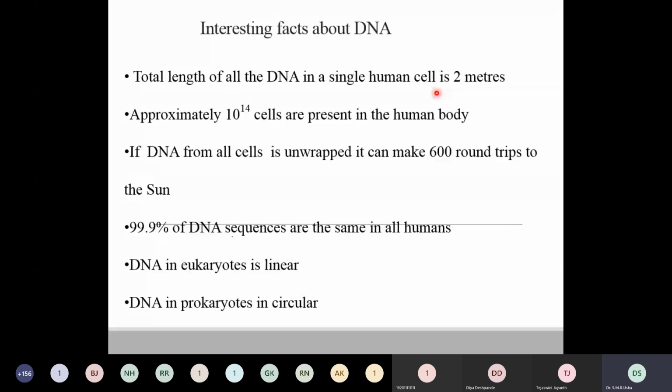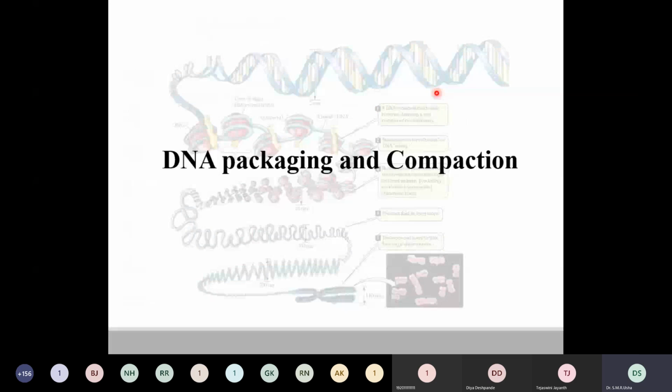And one more interesting fact is that in all humans, about 99.9% of the DNA sequences are the same. Only 0.1% is unique to each human being. The DNA in eukaryotes is linear and in prokaryotes is circular. Now coming to DNA packaging and compaction.